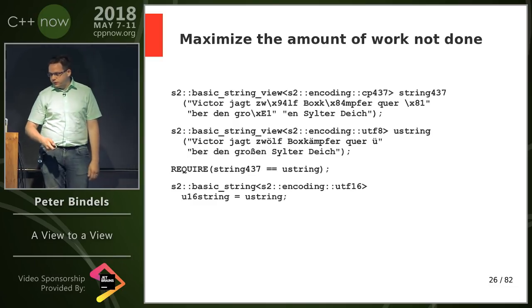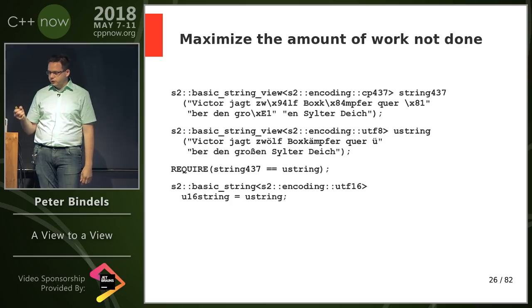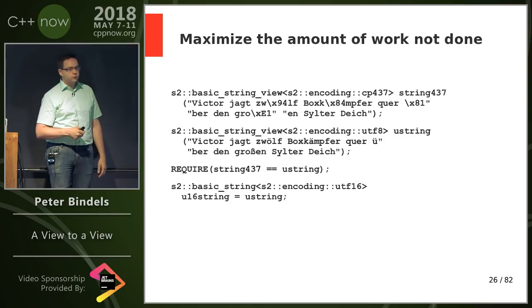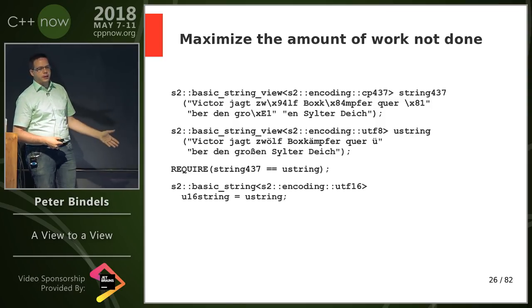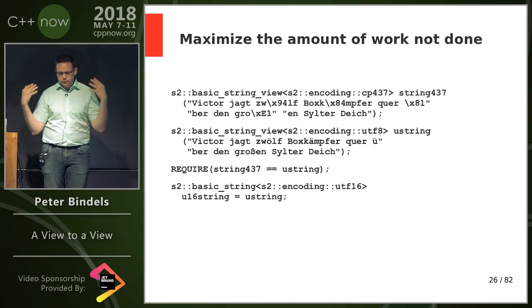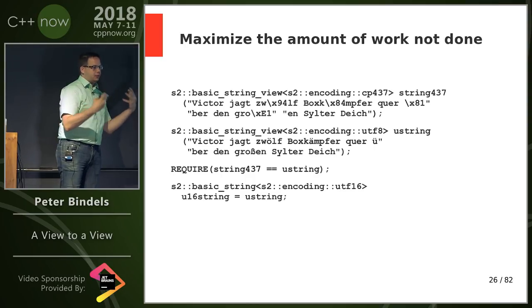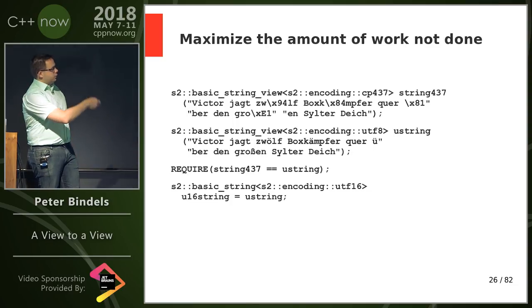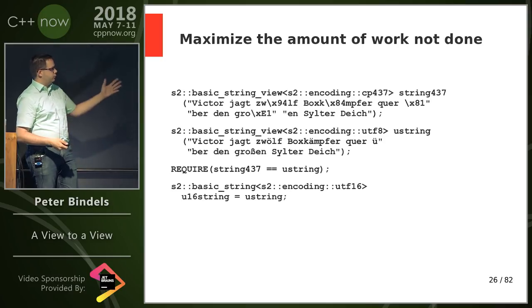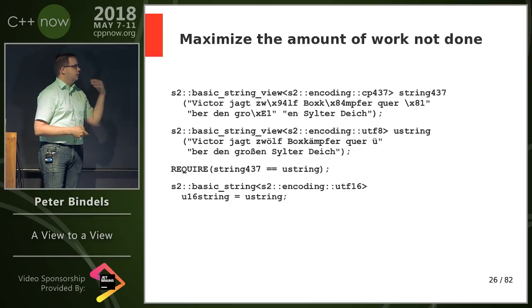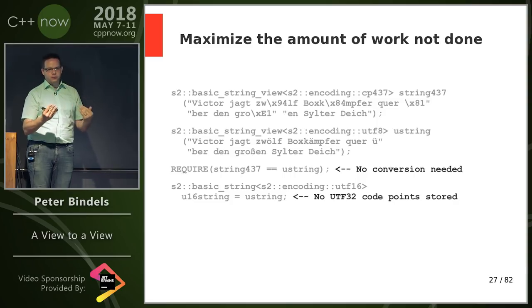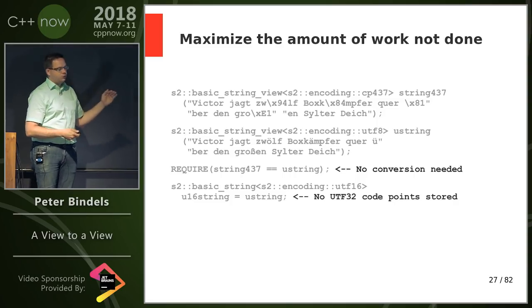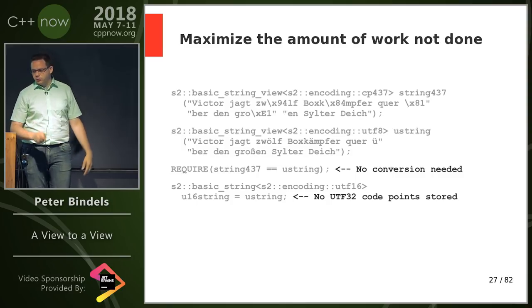So as an example, I have the string transcoding, where I have 2 strings that are in a different encoding. I have a code point 437, which is the default that DOS has, and I have something in UTF-8. And the strings are essentially the same thing. But if I want to compare that, I have to make some kind of intermediate representation, usually, to make them comparable. Or I can compare them directly and just make magic happen to make this a comparison that makes sense. When I'm trying to transcode to UTF-16, I can just make it an assignment. And in those cases, I don't convert anything in the first case. I just read from both with a different way of reading them and compare them directly. In the second case, I'm not storing the UTF-32 code points. I'm saving work.